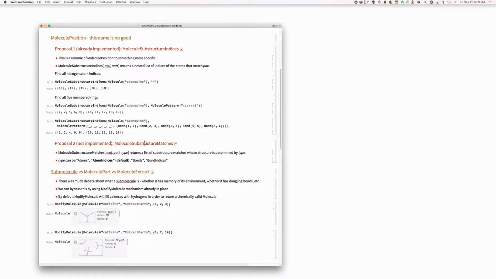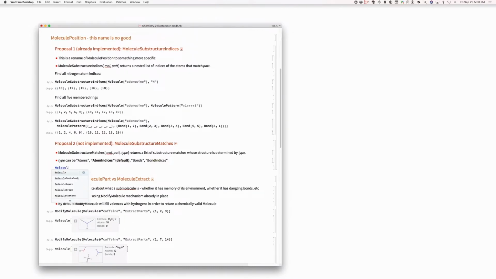Jason, how about getting both atom indices and bond indices? Or would this third argument be a list of types? I think it should be allowed to be a list of types. Okay. Yeah, I don't think that would conflict with anything. Would they come back as just plain lists or as an association with keys so you know what's what? I think an association with keys would make things very clear for the user what they're getting. I kind of agree. It's a little bit weird, but I kind of agree.